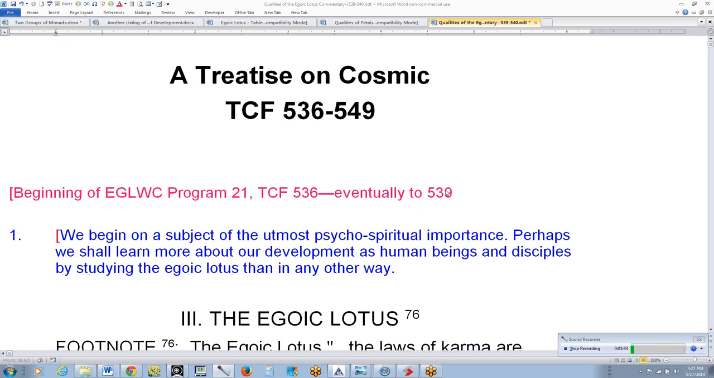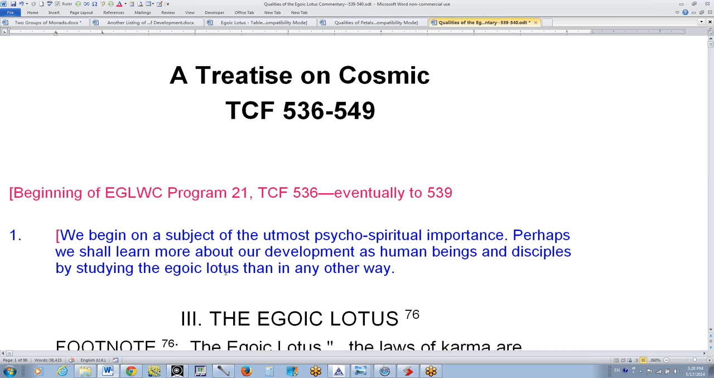Okay, so we're on page 536, and this section is actually called the Egoic Lotus. It goes on for about 13 pages in Cosmic Fire, and this is really a subject of the utmost psycho-spiritual importance, and we can learn so much about our development as human beings and disciples by studying the Egoic Lotus, perhaps in a way more than in any other way.